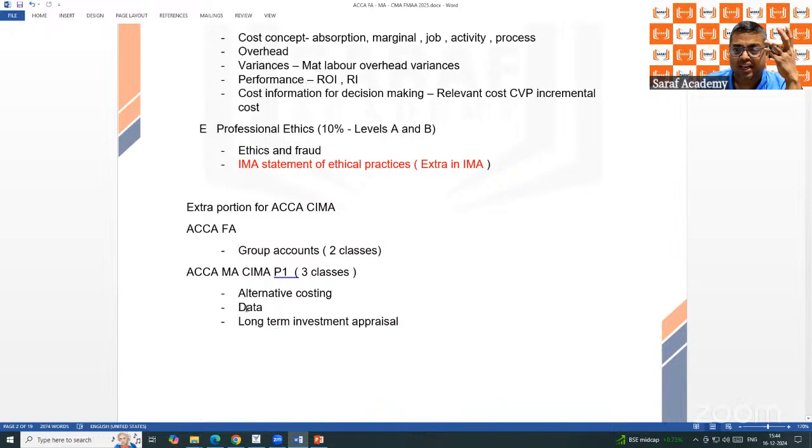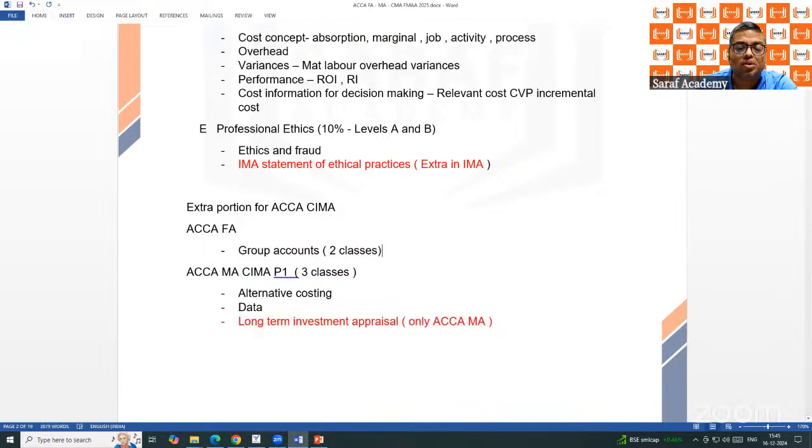One is data sources, average, mean, median, mode, some statistics, forecasting, time series and all that. That is data and data analysis. Alternative costing, which is activity-based costing, then throughput costing, target costing, those things are extra. And then long-term investment appraisal. Long-term investment appraisal is basically you are investing in a project and you will be getting the money in 5-6 years. Only ACCA MA. This part is not there in case of CIMA students and FMAA students. This is only there for ACCA MA.